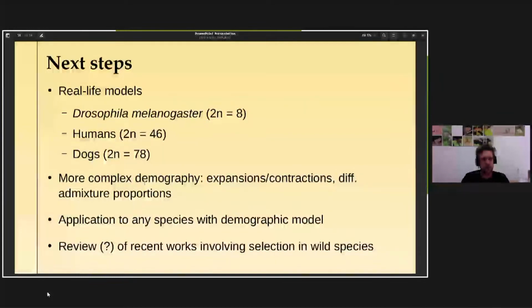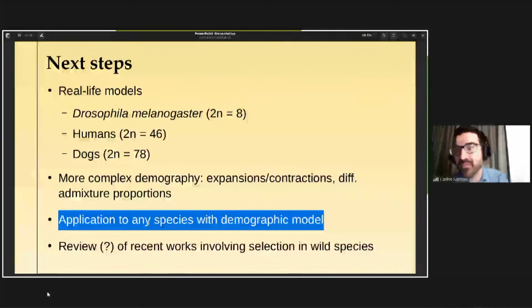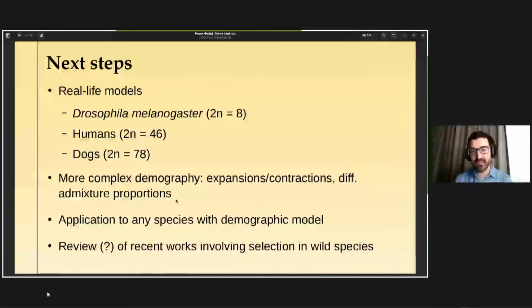I think that the most interesting one would be application to the species with demographic models, or even we can just extrapolate the demographic model. Why? Because I have seen that in the world of computational biology, we want to study models that have been very well studied already. So the projects being developed use the 1000 Genomes Project, very well characterized human populations with very well studied demographic models, and you can distinguish between different demographic models.